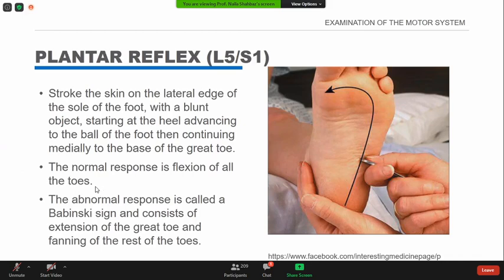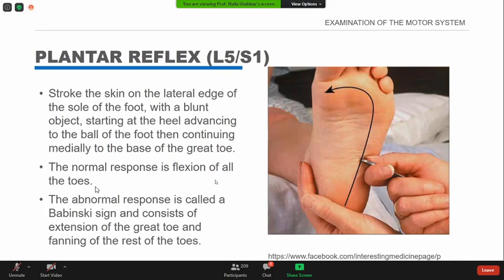Normal response is flexion of all toes. Abnormal response is extension of all toes, and this extension of the big toe and fanning of all these toes. So this is again an upper motor neuron sign, and flexion is the normal response.